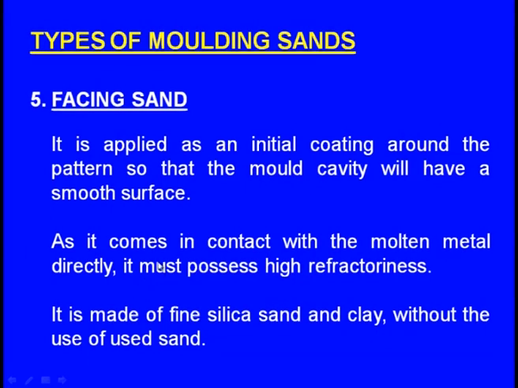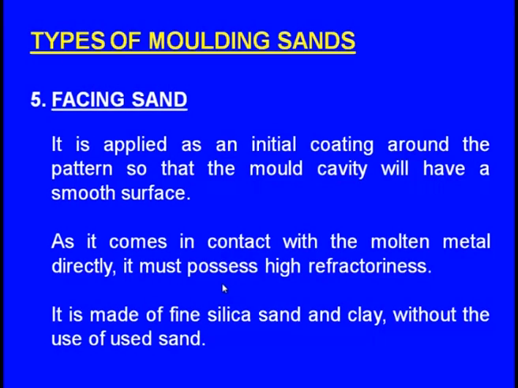It comes in contact with the molten metal, so it must possess high refractoriness, meaning when molten metal of high temperature is poured into the mold, this facing sand layer should not burn. That is the important characteristic the facing sand must possess, and it is made of fine silica sand and clay, without the use of used sand. It is used only once; it cannot be used repeatedly. So, this is the facing sand.